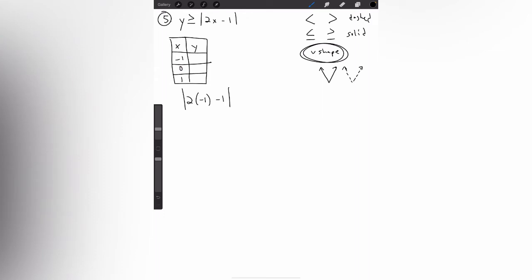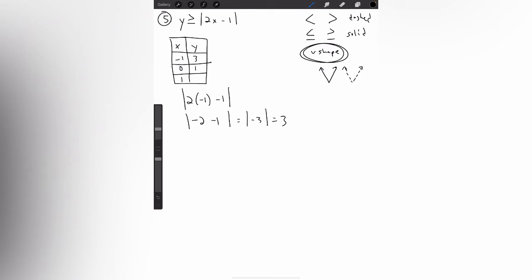All right. So I start off with, as far as I go, inside of multiplication, so 2 times -1 is -2. -2 minus 1 is equal to the absolute value of -3. The absolute value of -3 is 3. Okay. And then I'll do 0, right? 2 times 0 is 0. 0 minus 1 is -1. The absolute value of -1 is a positive 1.